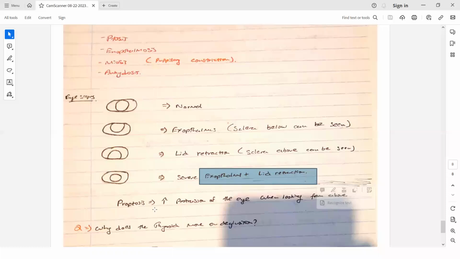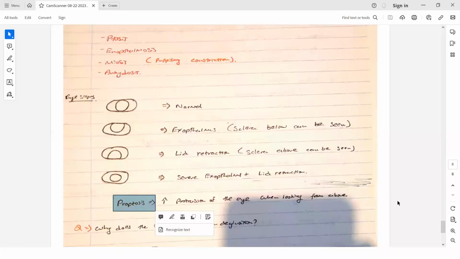Proptosis, for this again, you need to look from behind. So once you're done with the palpation, you can quickly look from the top and check for proptosis and come to the front. Otherwise, you have to go back again. Proptosis is increased protrusion of the eye when looking from above. The eye protrudes beyond the supraorbital ridge. There's a bulge. So these eye signs you need to know.